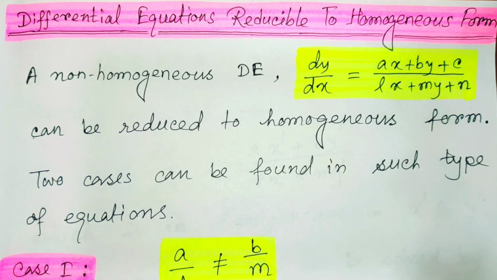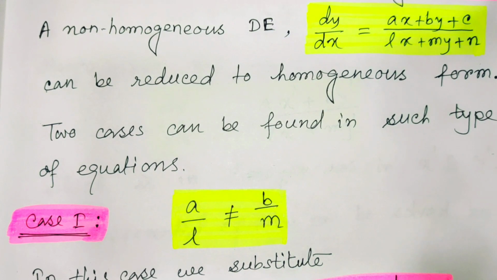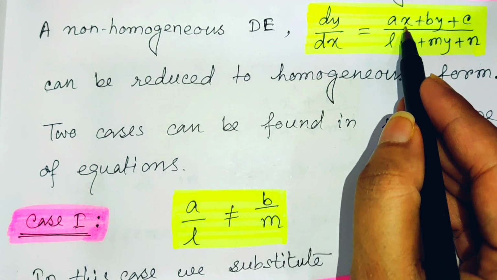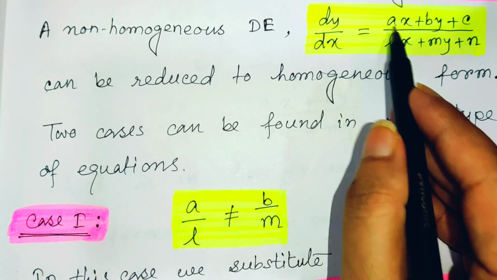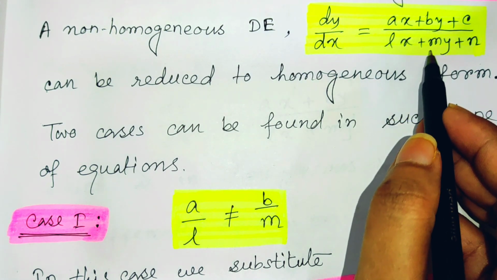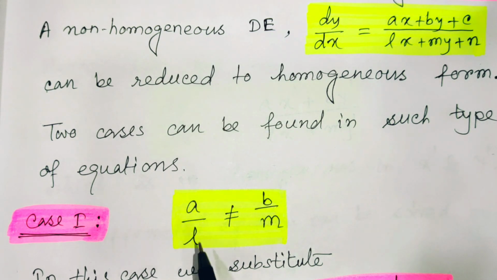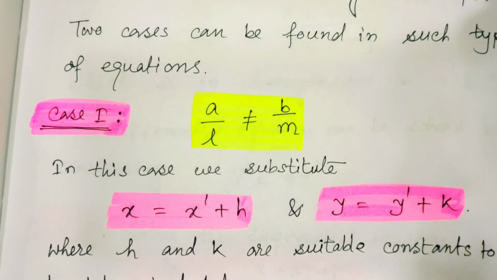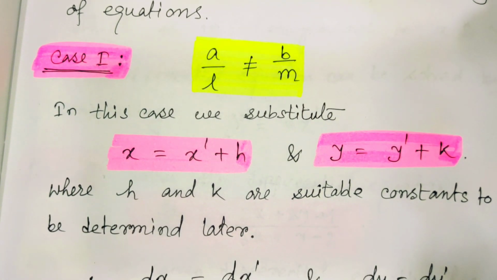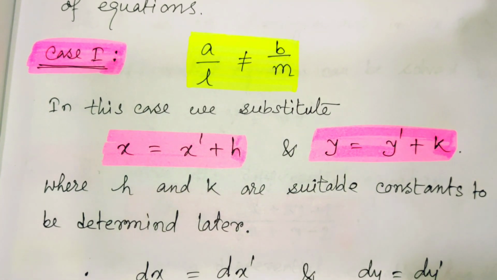There are basically two cases we can find out. If the equation is in this format, then the coefficients of x and y, the x coefficient is a by l and the y coefficient is b by m. So if these coefficient values are equal or not equal, there are such two cases we may find. If a by l is not equal to b by m, then we can substitute x equals x dashed plus h and y equals y dashed plus k, where h and k are suitable constants to be determined later on.